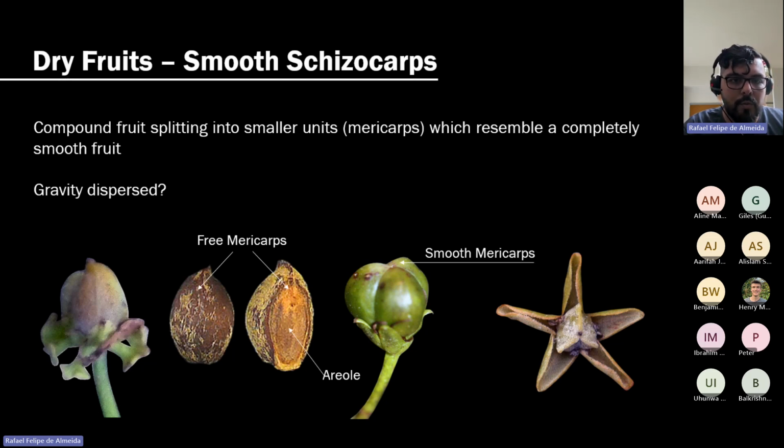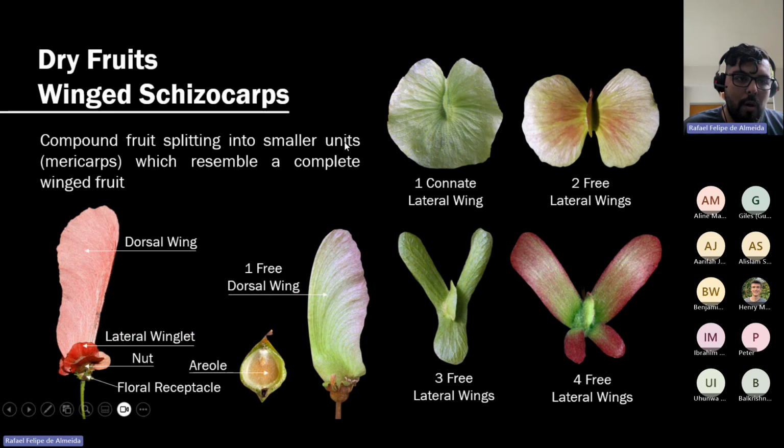So here in the first ones, each mericarp here, one, two, three, they split like this, and they are dispersed like this. They don't have any kind of wings or setae, nor any type of ornamentation, so that's why they are called smooth. And they are rare, only a few genera of Malpighiaceae show them. But the most common one is the winged schizocarps.